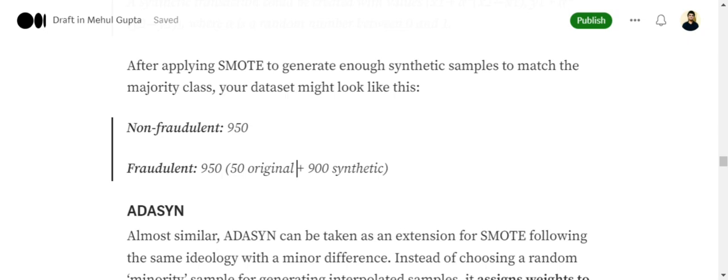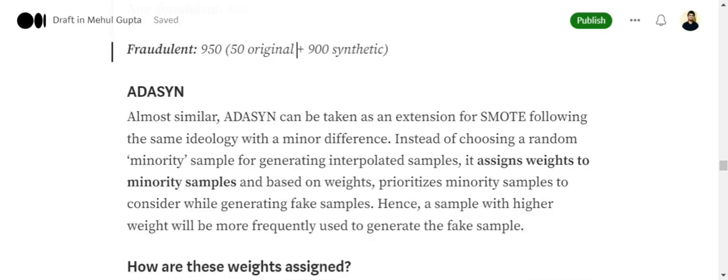So we would be repeating the above step: pick a random point, get its k nearest neighbors, pick a random k nearest neighbor, and then interpolate a point 900 times, and eventually we will be getting our synthetic samples. Now, as an extension to SMOTE, we have an algorithm called ADASYN. It is very similar to SMOTE with a little difference. As I told you earlier, in case of SMOTE, we randomly pick a sample from the minority class initially, and then eventually pick out its k nearest neighbor.